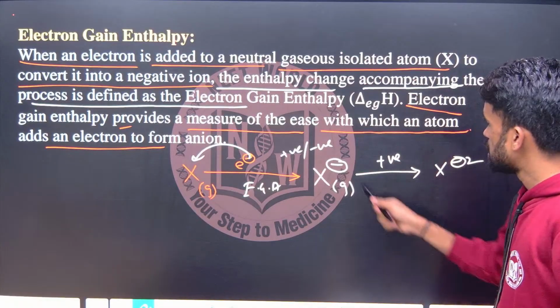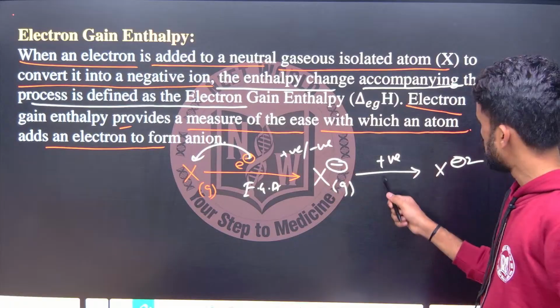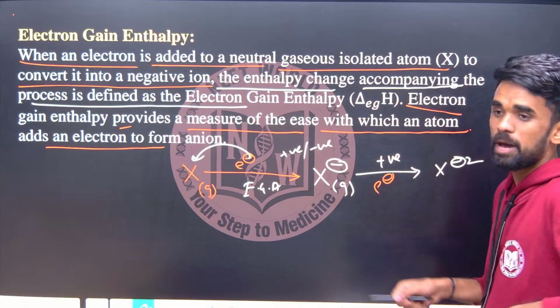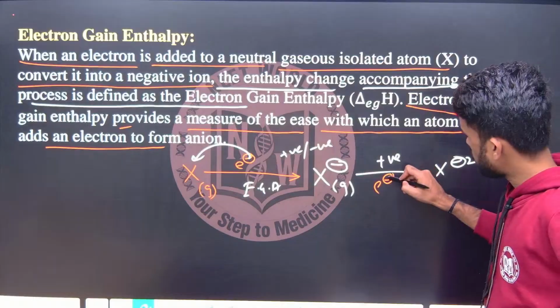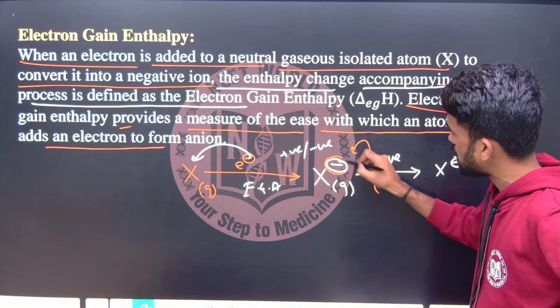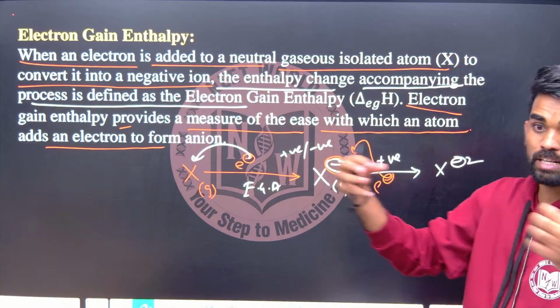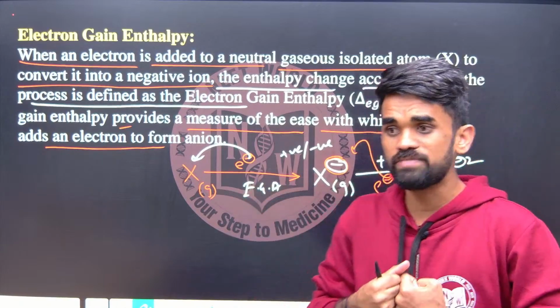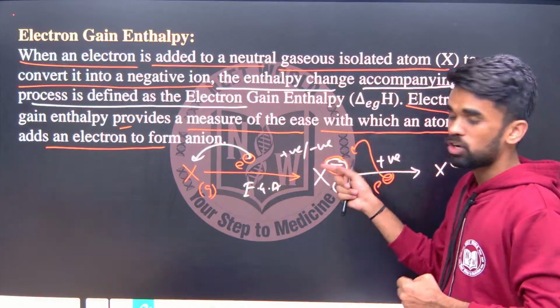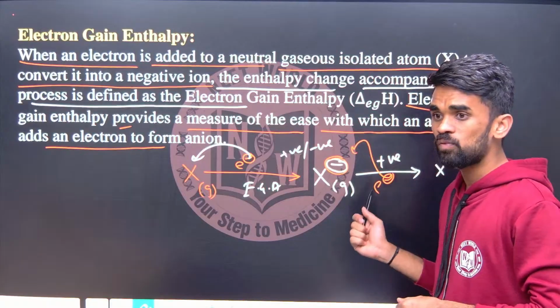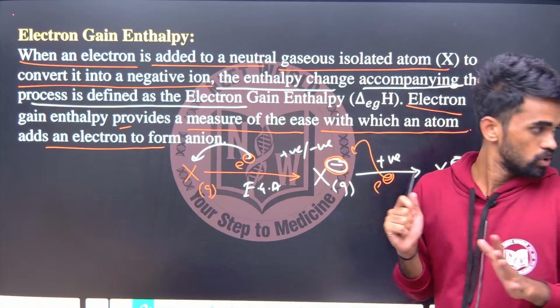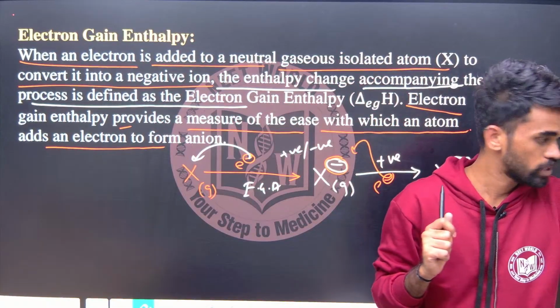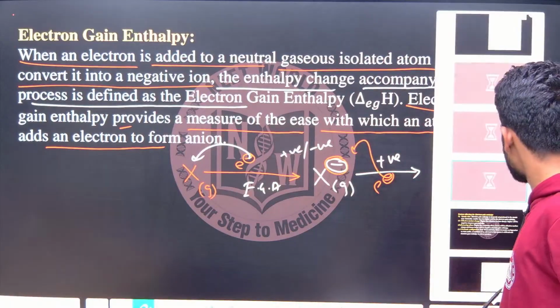Why? Because it is already a negative charge right now. To that, if I add one more electron, what happens? Between this electron and the negative charge, electric repulsions take place. So it is very difficult to add an electron to the anion. Therefore, it is always positive. Okay, remember that line.